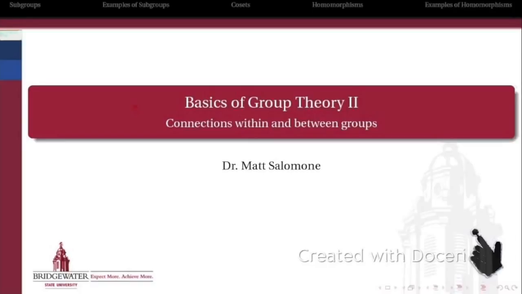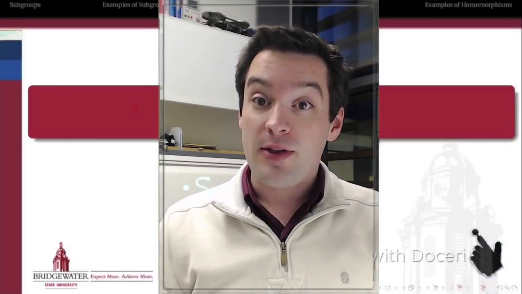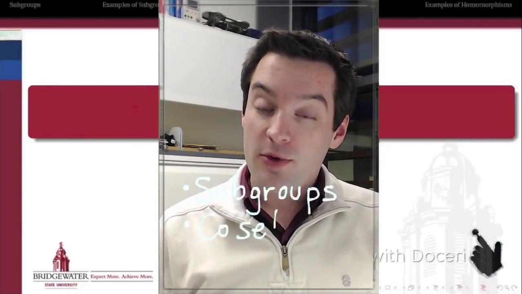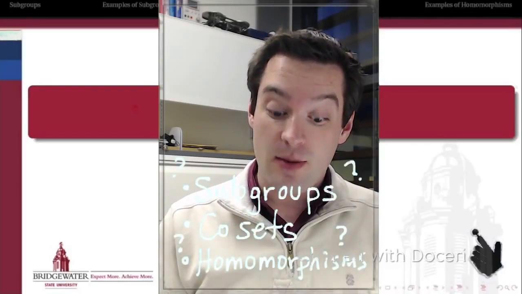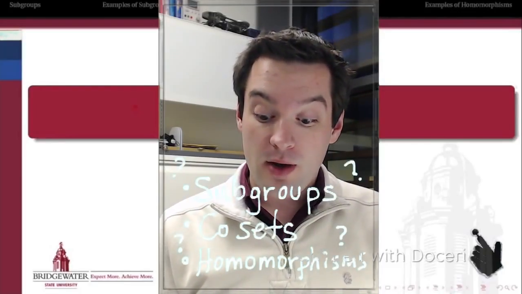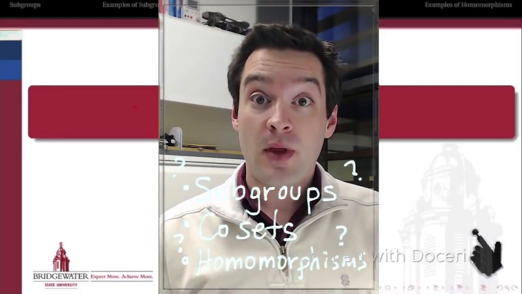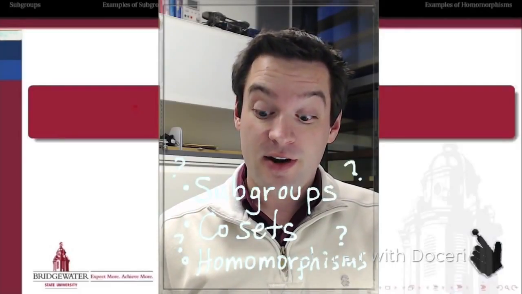And then we'll also look at homomorphisms, which are the functions from one group to another group that will allow us to compare how one group operates with how that other group operates. So in the basics of group theory 2, we're going to talk about three things. Subgroups. What are subgroups and how do they work? Cosets, which are a topic related to subgroups, or just shifted subgroups. And then homomorphisms. What are they? How do they operate? And what can we do with homomorphisms? So let's get started.